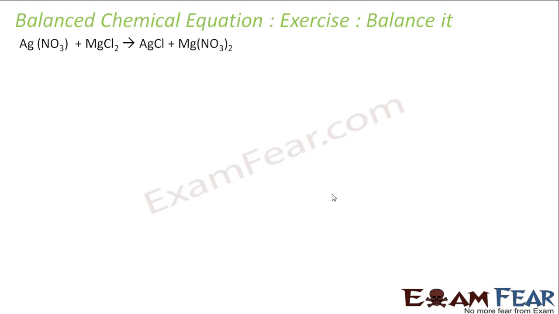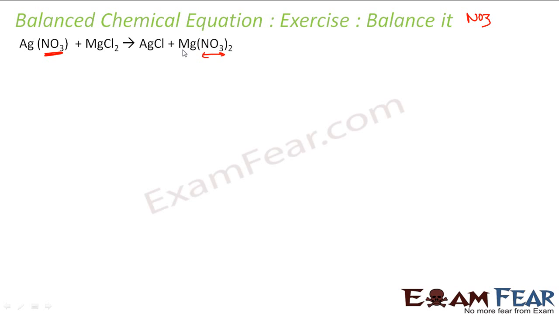Let's take one more example. We have AgNO3, silver nitrate, plus MgCl2, magnesium chloride, give AgCl, that is silver chloride, plus Mg(NO3)2, magnesium nitrate. So we'll balance this. Again the same formula. Is there any polyatomic thing which is there in both reactant and product? So we see there is one polyatomic thing, but is this in reactant and product both? You have to check that. Yes, it is. We see NO3 is here also, here also. That means my first priority will be NO3.